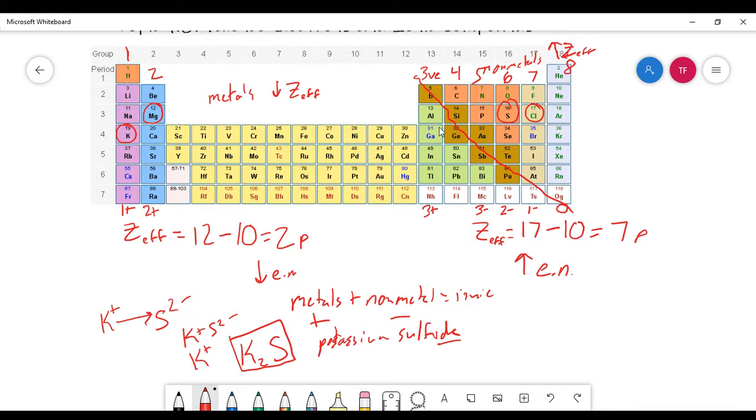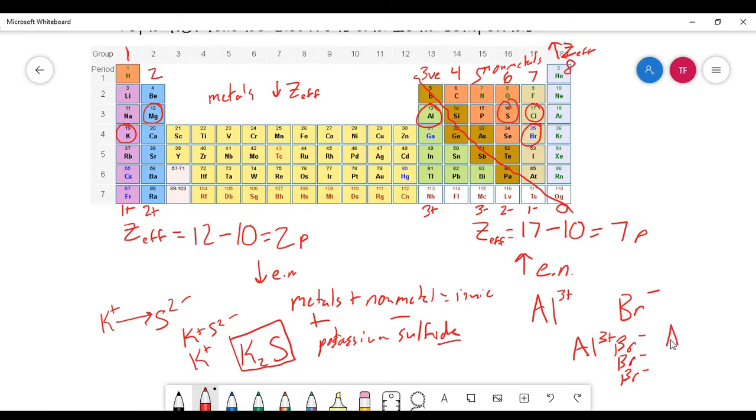Let's try another one. Let's try aluminum, and let's bond it with bromine. So aluminum, when it forms ions, will form an ion with a 3 positive charge. Bromine, when it forms ions, will gain 1 electron and form a 1 negative charge. So again, positives and negatives attract one another, and the aluminum is going to attract the bromine to it. But if you'll notice, 3 positive and 1 negative, that's not neutral. So we actually are going to need 3 bromines, each one with a negative charge, to make 3 negative charges to cancel out the 3 positive charge.